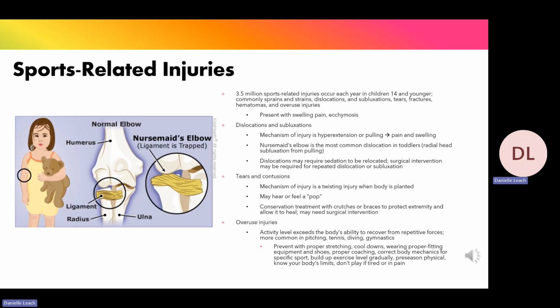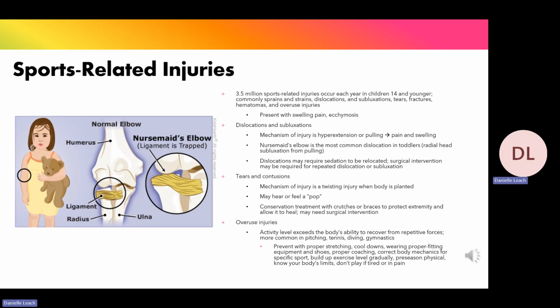Overuse injuries. This is where the activity level exceeds the body's ability to recover from repetitive forces. It's more common in things like pitching, tennis, diving, and gymnastics. So we basically want to focus on prevention with overuse injuries and make sure that it doesn't happen.